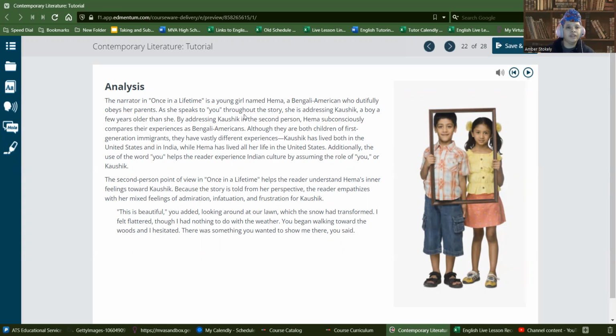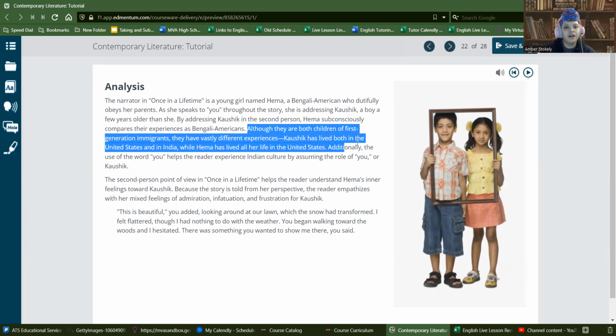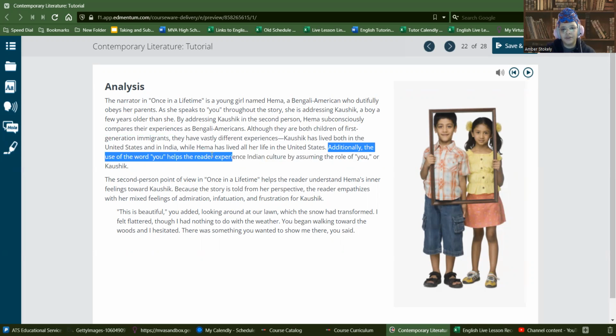and how she addresses you. So it says, although they are both the children of first-generation immigrants, they have vastly different experiences. Kaushik has lived both in the US and in India, while Hema has lived all of her life in the US. Additionally, the use of the word you helps the reader experience the Indian culture by assuming the role of you, or Kaushik.